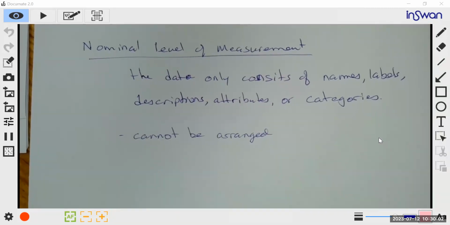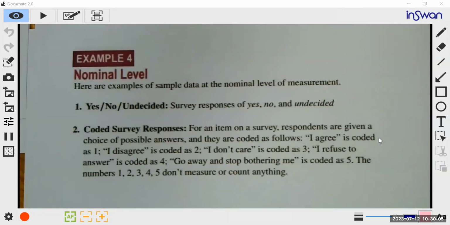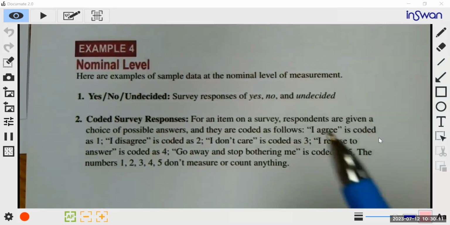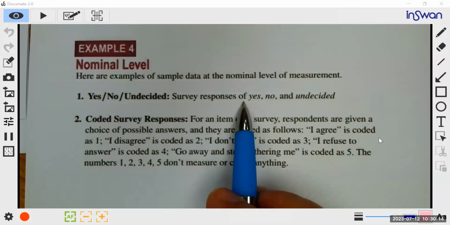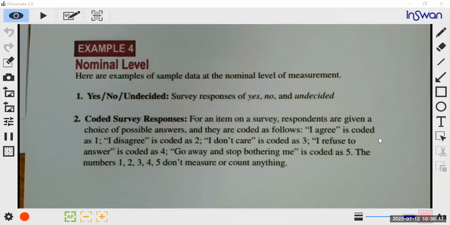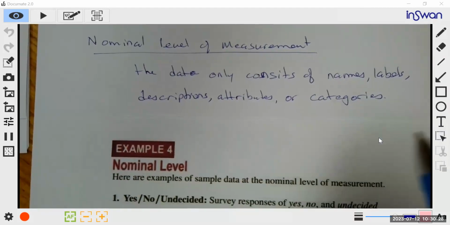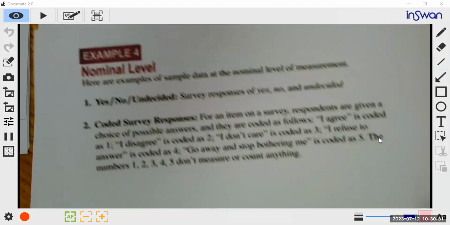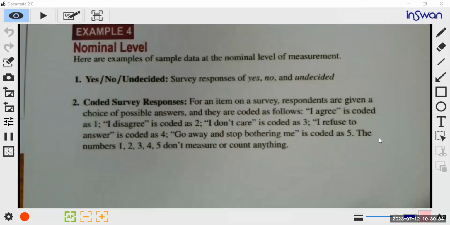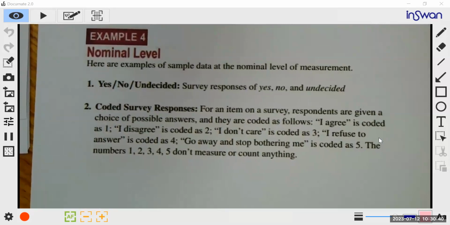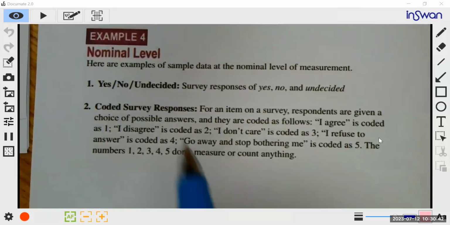Okay, ready? Let's look at this example. Here are examples of sample data of nominal level of measurement: the survey responses of yes, no, or undecided. Are they nominal? Do they satisfy our condition? Yeah, they could be categories. They're labels. Can you arrange them? You could put all the yeses together, you could put all the noes together, but that's not arranging. That's just grouping them. So you can't really do that.